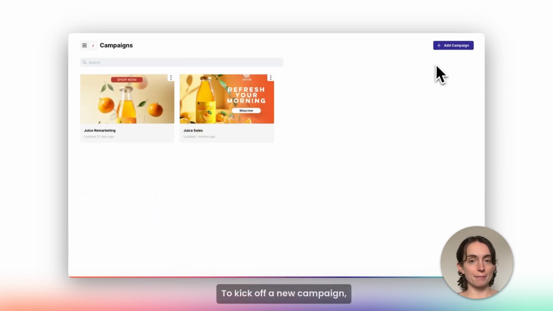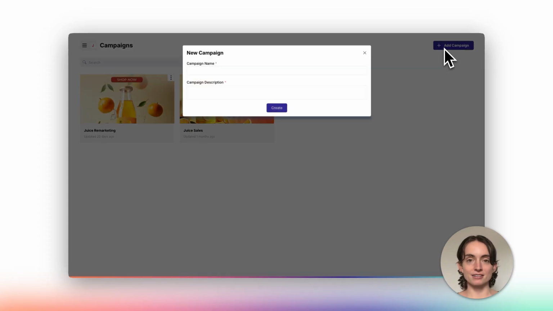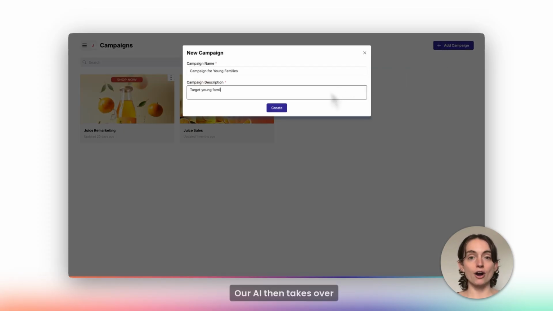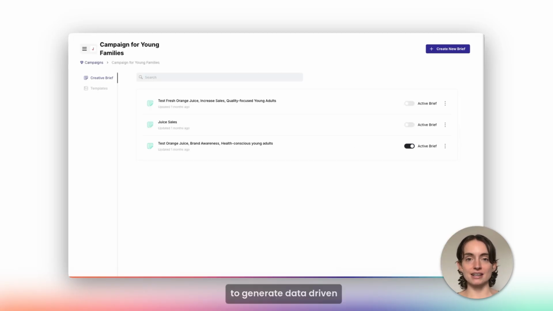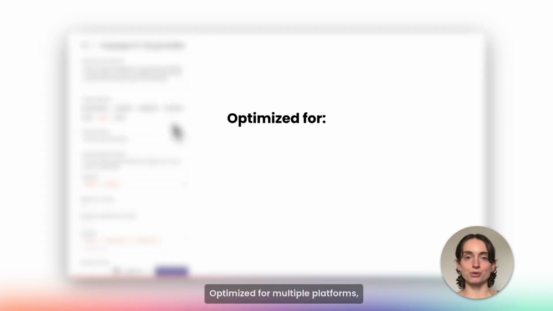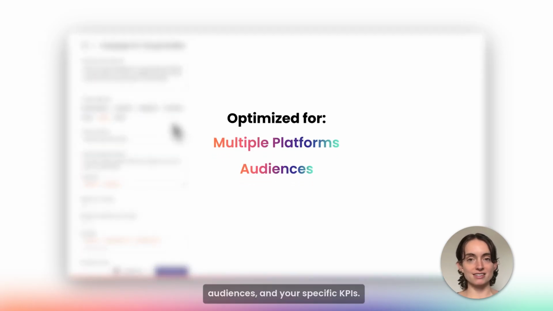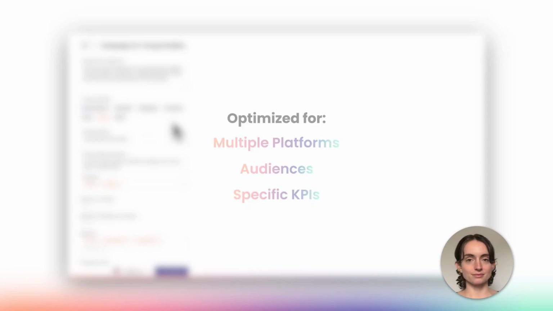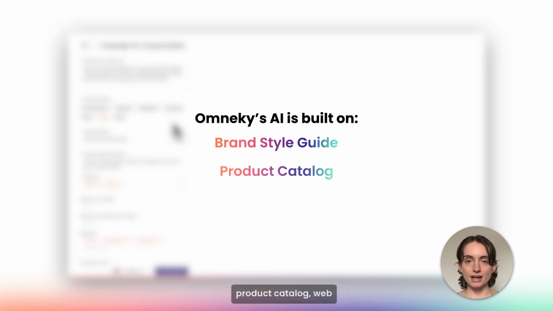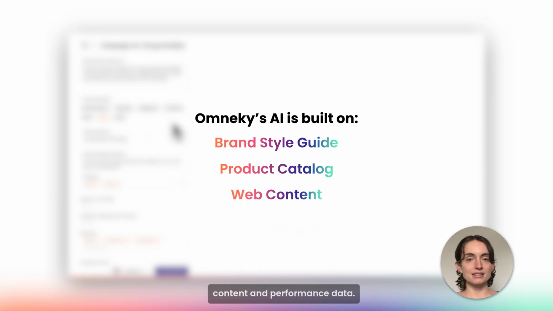To kick off a new campaign, simply click Add Campaign. Provide a campaign name and a brief description. Our AI then takes over, analyzing past creative performance to generate data-driven concepts, copy, and imagery, optimized for multiple platforms, audiences, and your specific KPIs. Omneky's AI is built on your brand-specific style guide, product catalog, web content, and performance data, giving it a thorough understanding of your brand's unique identity.